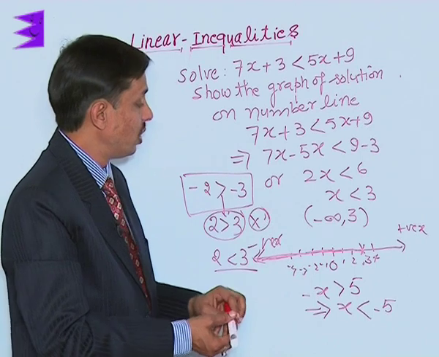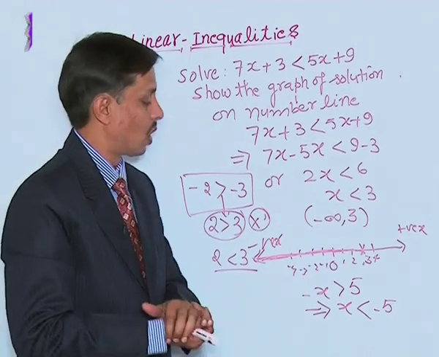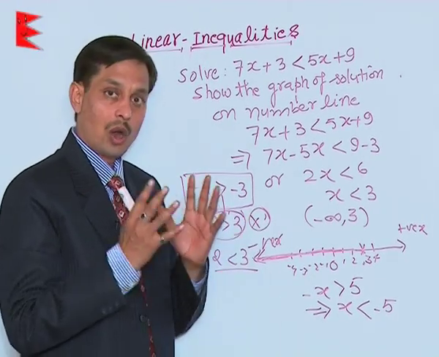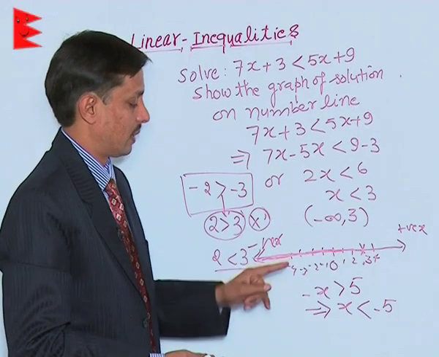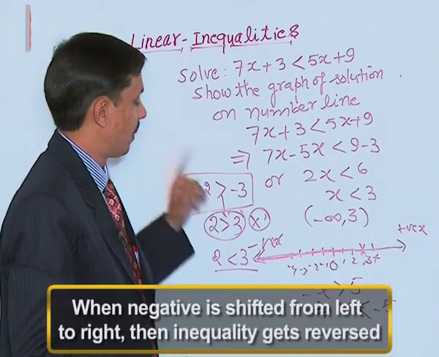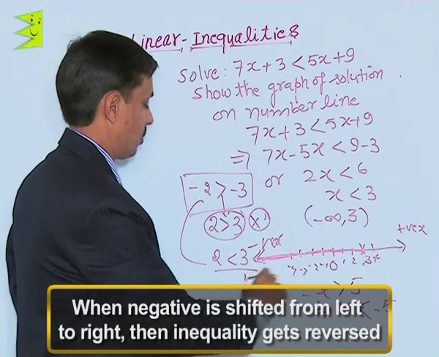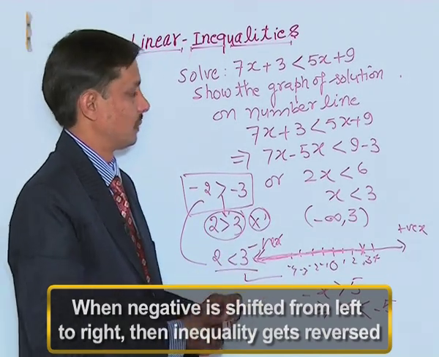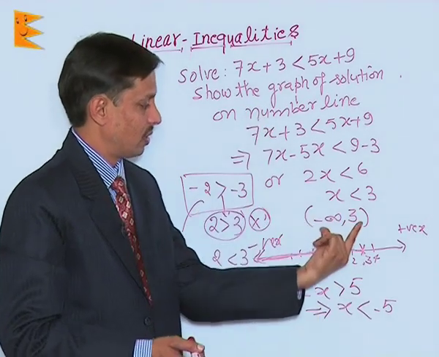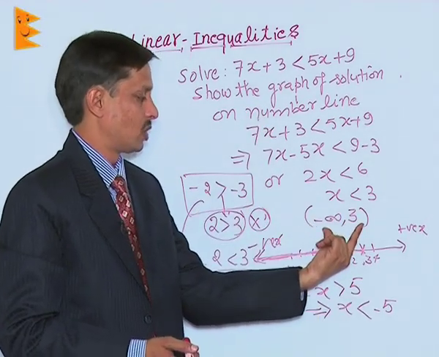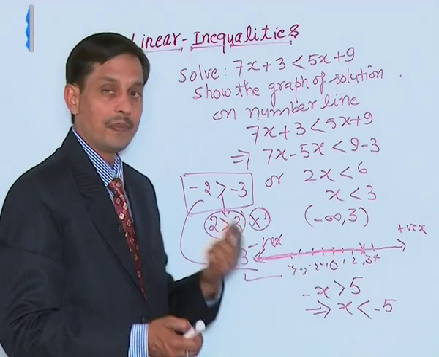So ultimately you need to remember always, whenever you solve problems of linear inequality, that when negative is shifted from left to right, then the inequality gets reversed. This is a correct answer. So this is the way that this set of solutions is represented on the number line.